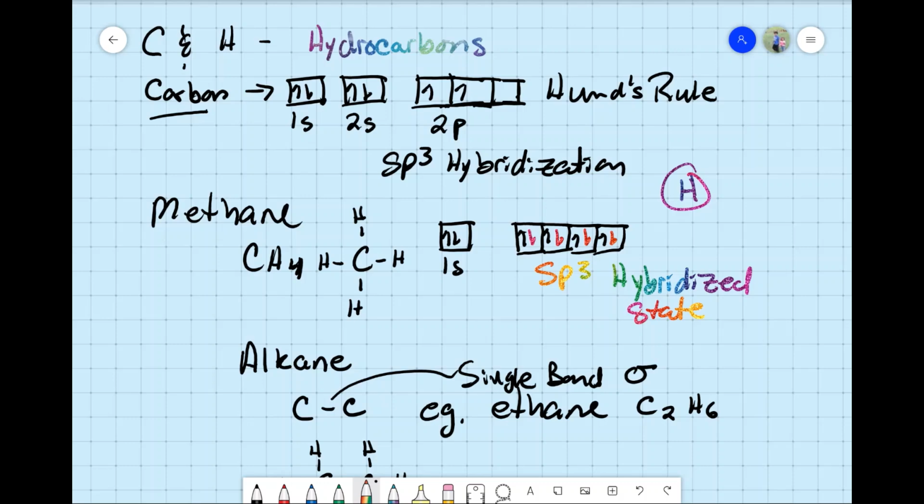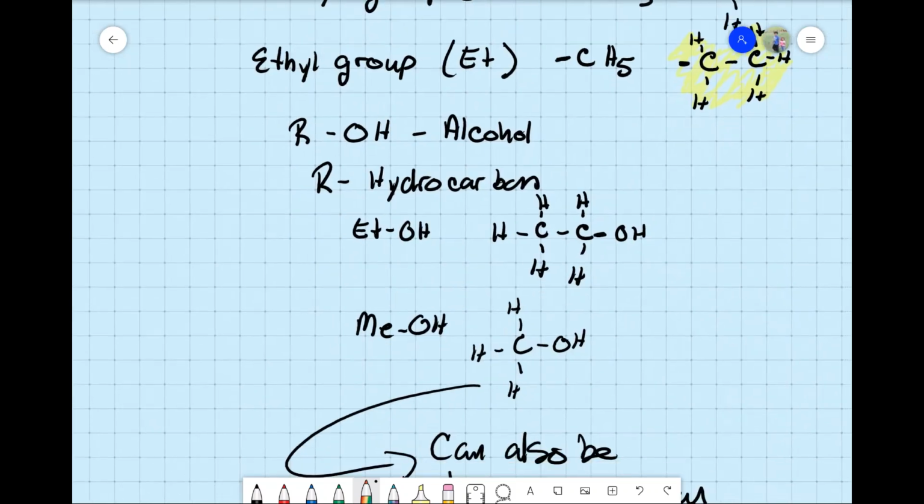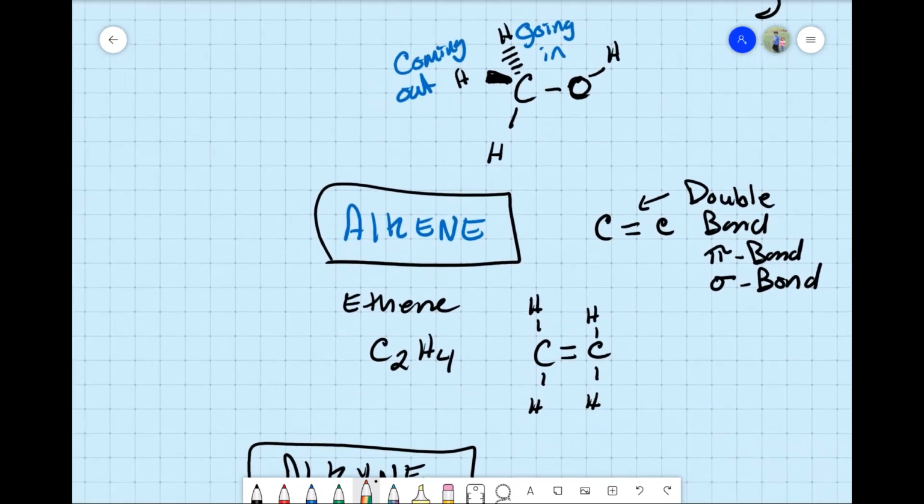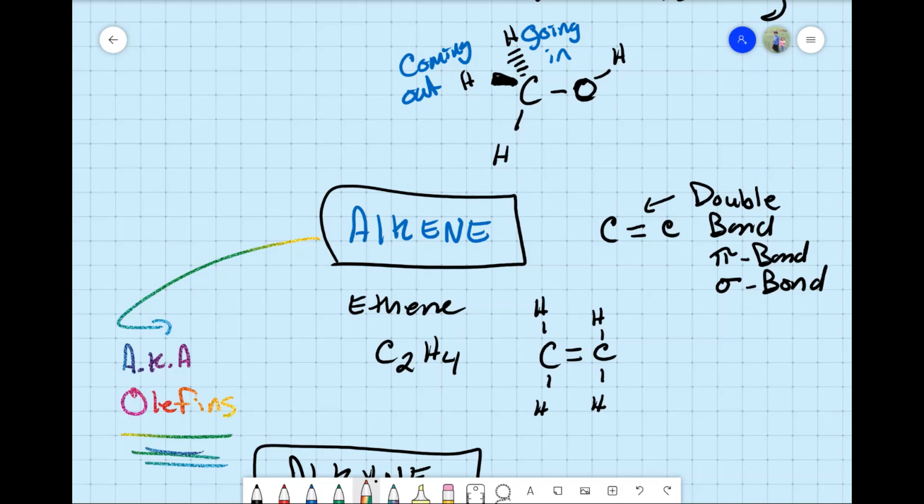Everybody, we're still talking about hydrocarbons, and there are also some tidbits I want to talk about before we go on. So alkenes are also known as olefins.